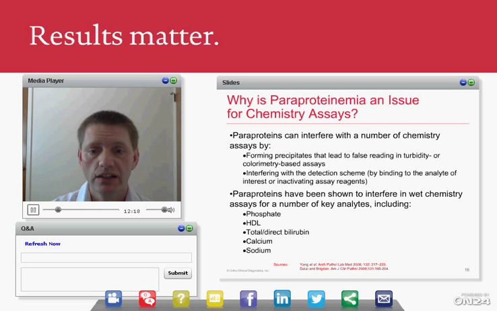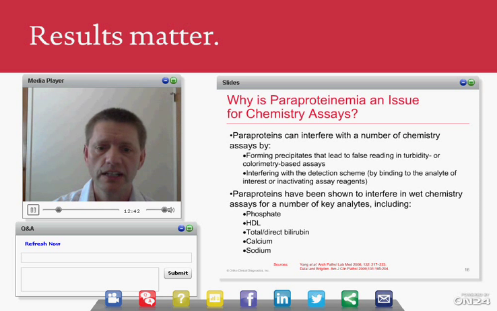There's been a lot of literature looking at paraprotein interference for a number of key analytes, and I think the most well-published analytes in terms of interference are phosphate, HDL, total bilirubin, direct bilirubin, and calcium. Actually, calcium is one where there's been some publication, but not quite as much as the others. And sodium, because if you have high levels of paraprotein, then you can get incorrect results with indirect sodium methods, which I'll be talking about later in another section.